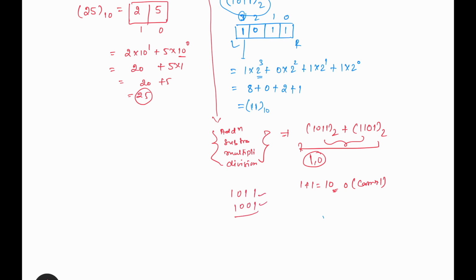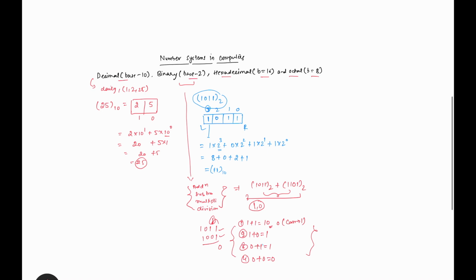Okay, so here 1 plus 1 is 10, so you'll write 0 and carry forward this 1 to the next column. This is rule 1. Second, 1 plus 0 is 1. Third, 0 plus 1 is 1. Fourth, 0 plus 0 is 0. So this is the binary addition rule.